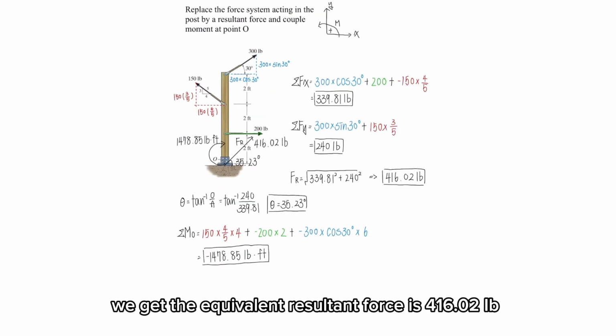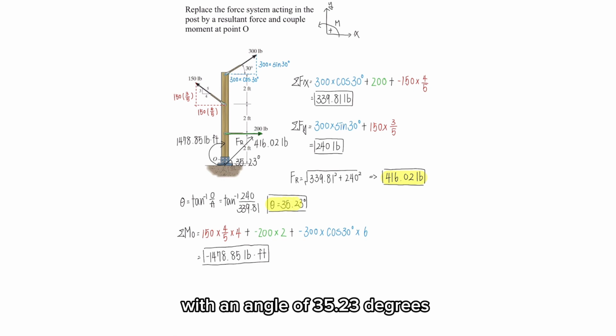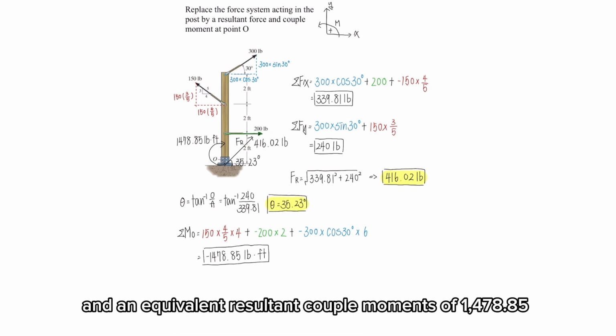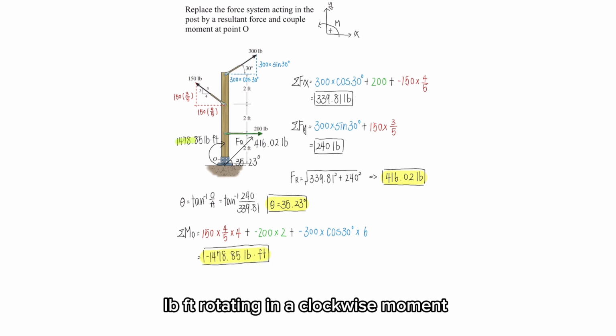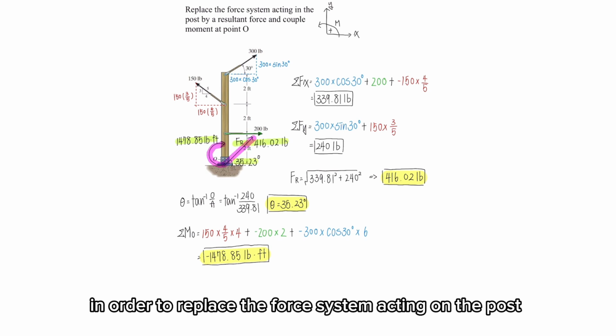We get the equivalent resultant force is 416.02 pounds with an angle of 35.23 degrees, and an equivalent resultant couple moment of 1,478.85 pound-feet rotating in a clockwise direction, both acting at point O in order to replace the force system acting on the post.